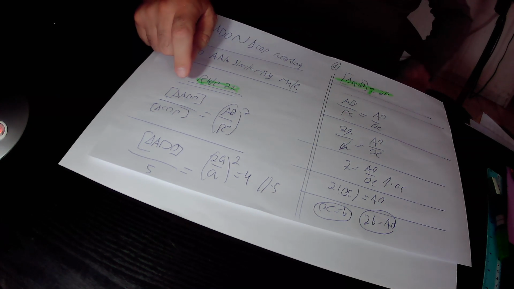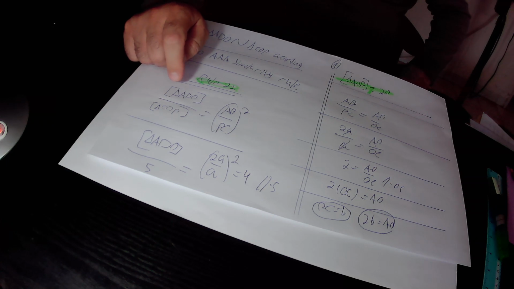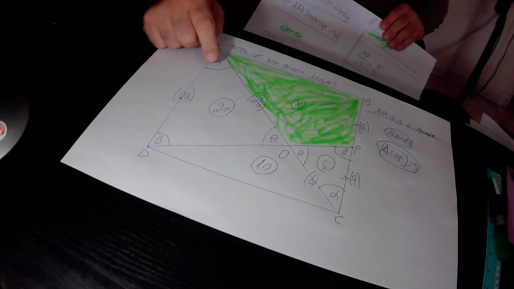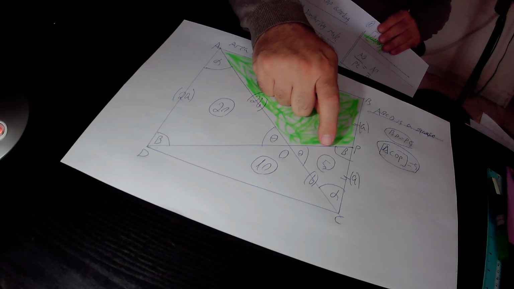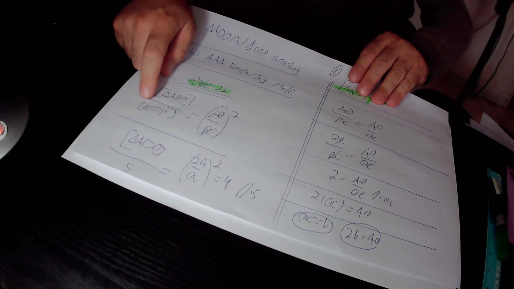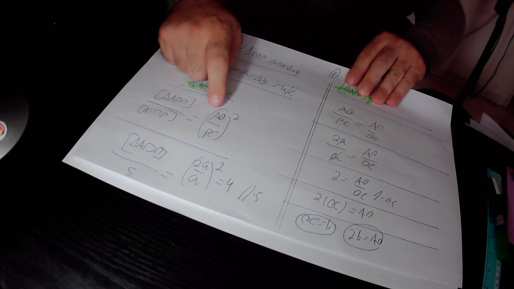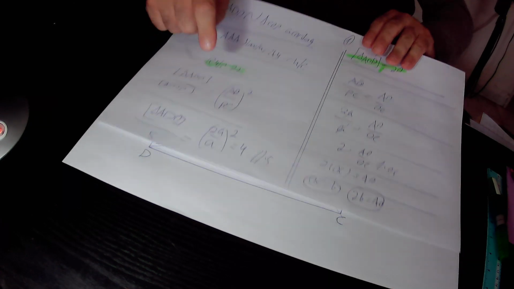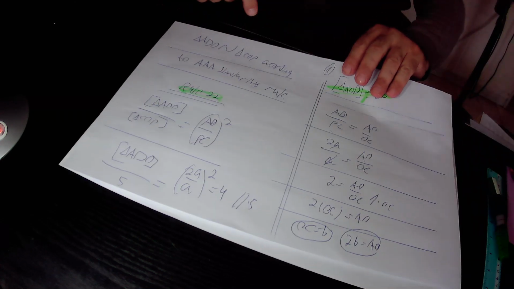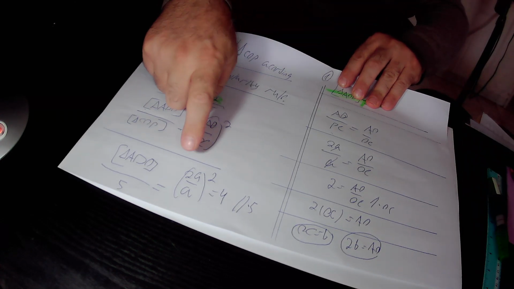The area of triangle ADO is unknown, so we leave it as it is over the area of triangle COP. The area of this triangle COP is equal to 5 square units according to what is given. So we substitute the area of triangle COP by 5, and it is equal to AD over PC squared. AD is 2A, PC is A. So AD over PC is 2A over A, squared.